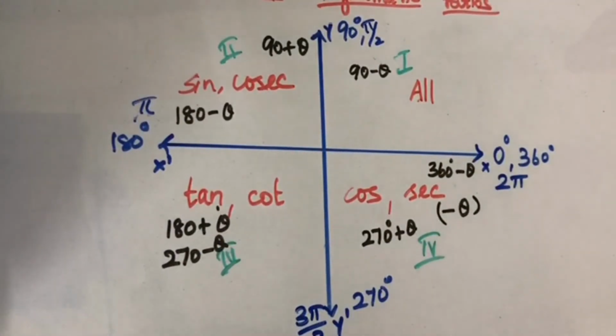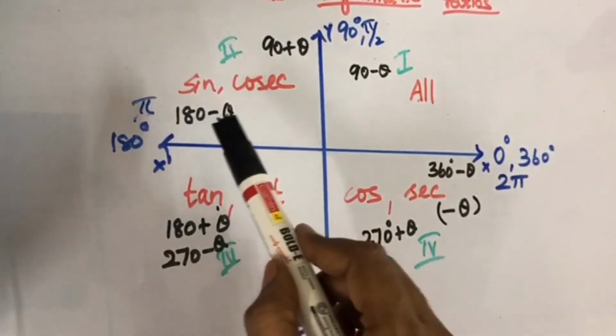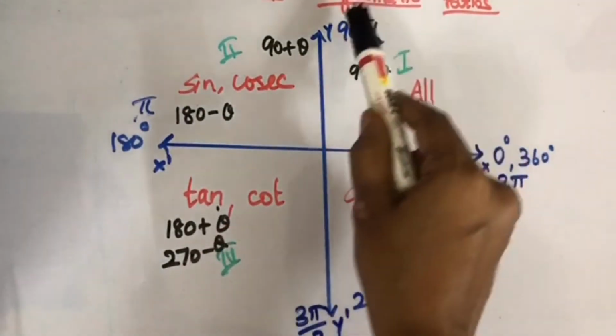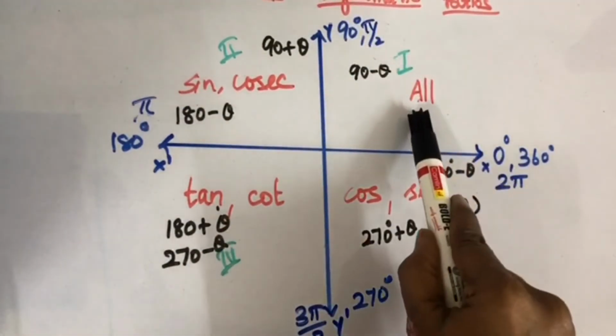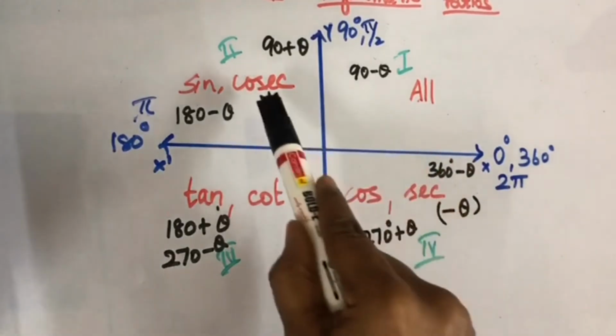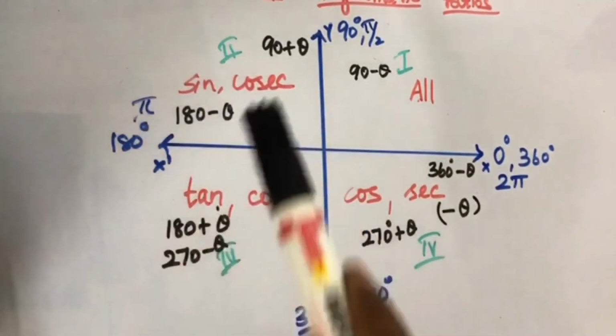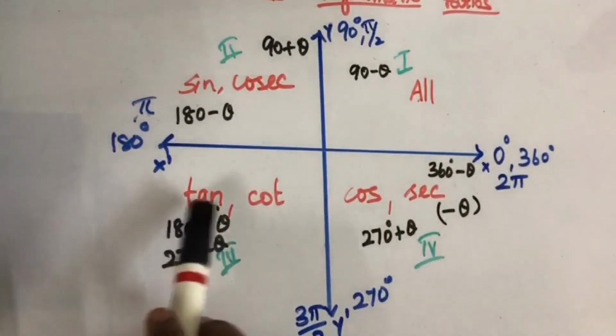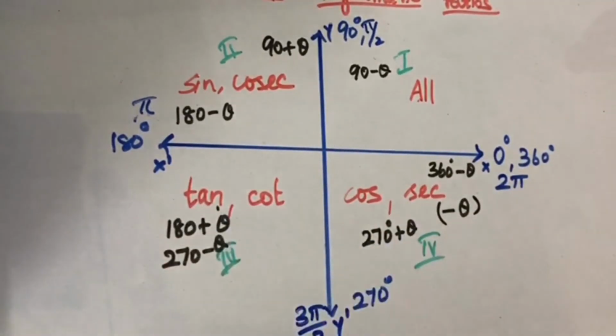Now according to the angle measurement, the ratios will change. We call it trigonometric ratios of allied angles. How will you identify? The sign of the ratios you can decide according to this. In the first quadrant, all ratios are positive. If it lies in the second quadrant, sine and cosecant only positive. Similarly, in the third quadrant, tan and cot only positive, all the other ratios are negative.